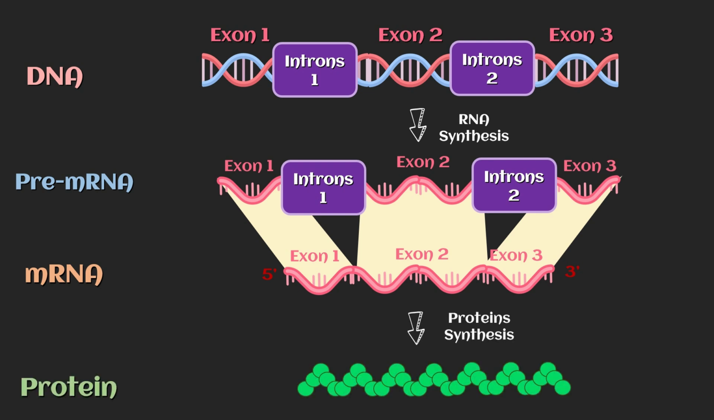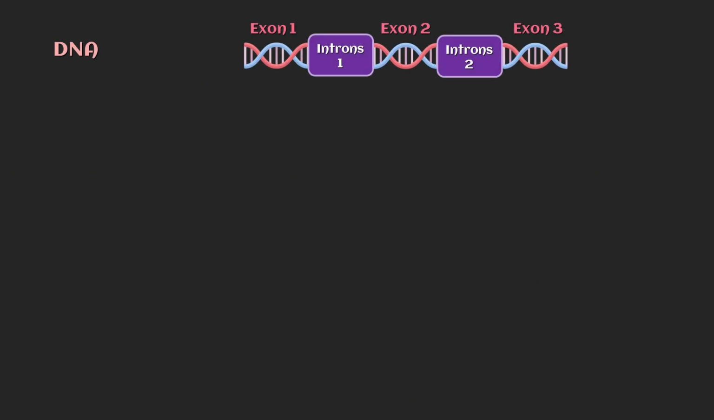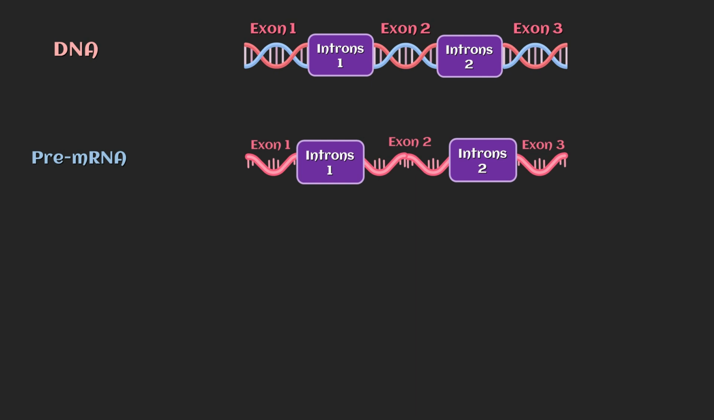Now, let's discuss the key points in it. The processing of interrupted genes requires an additional step that is not necessary in uninterrupted genes. The DNA of an interrupted gene has both exons and introns. The DNA of an interrupted gene is transcribed to an RNA copy, called a transcript, that is exactly complementary to the original DNA sequence. This step is called transcription.